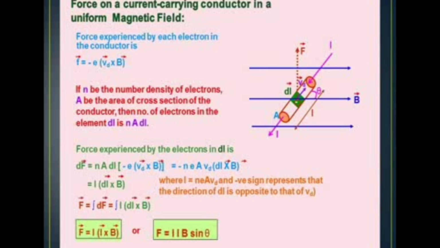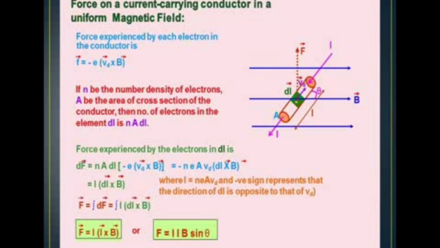That conductor is placed in a uniform magnetic field. A conductor has a large number of free electrons. Those free electrons help the conductor conduct energy from one end to the other. So if we take a conductor, it has many charges in it, and this conductor is placed in a uniform magnetic field.